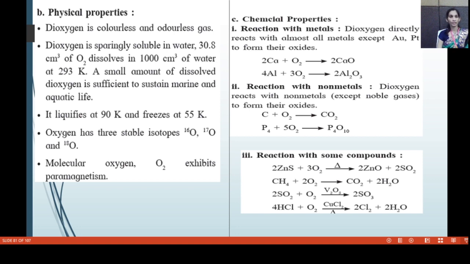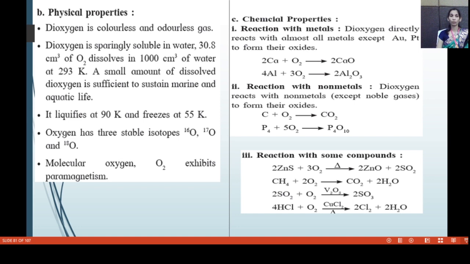First we discuss the physical properties. Dioxygen is a colorless gas, and it does not have any odor, that means it is odorless. Dioxygen is soluble in water; 3.8 cm³ of O2 dissolves in 1000 cm³ of water at 293 Kelvin.